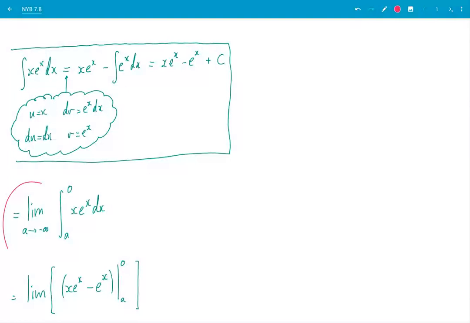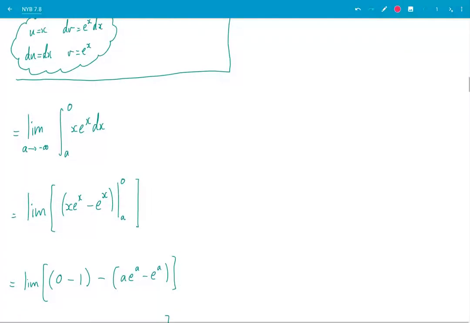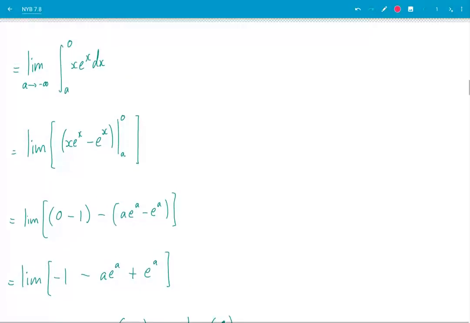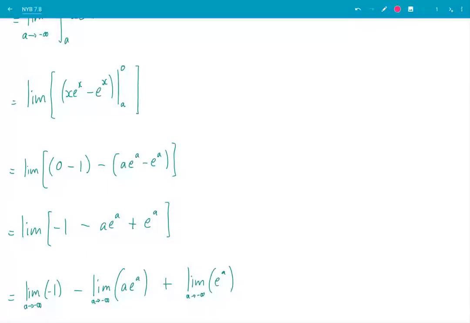So again, first step, my first equal sign has got to be introducing a limit. Then I plug in my antiderivative, which I found here. I don't need the plus c. Use the 0 and the a. And then clean things up a little bit. Distribute the limit across.